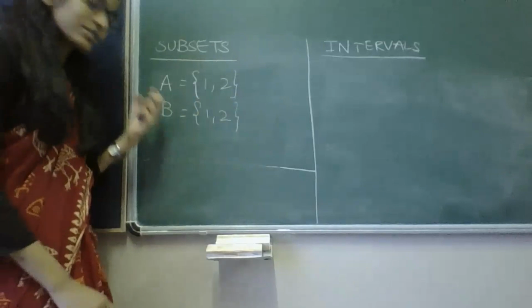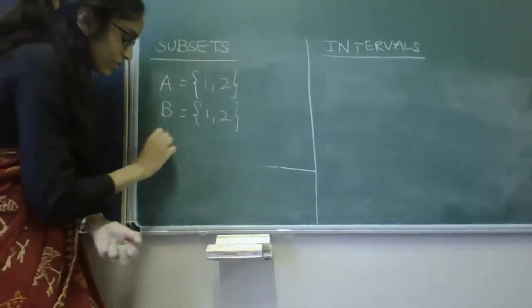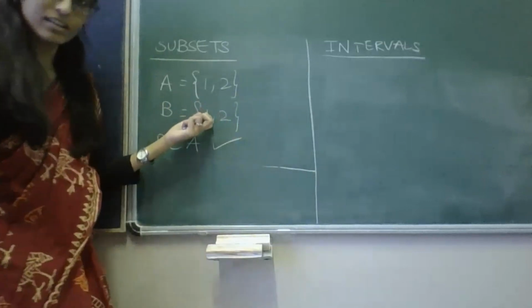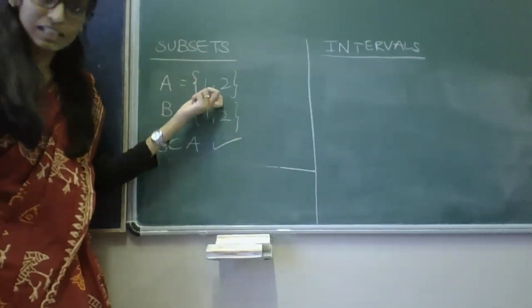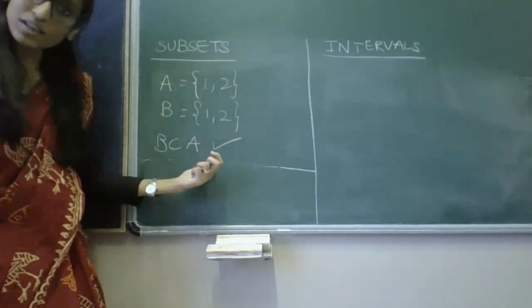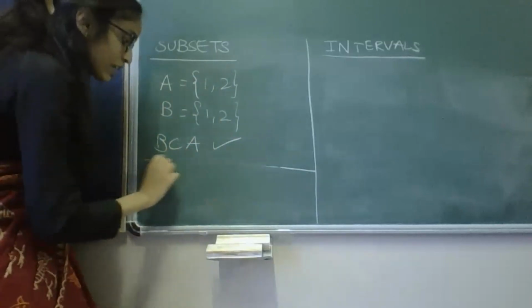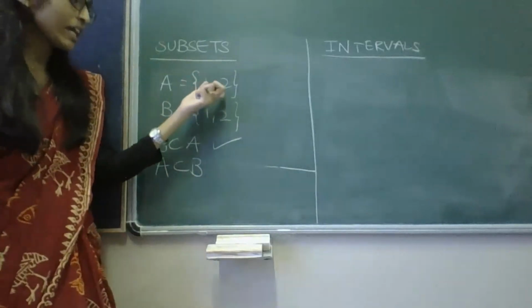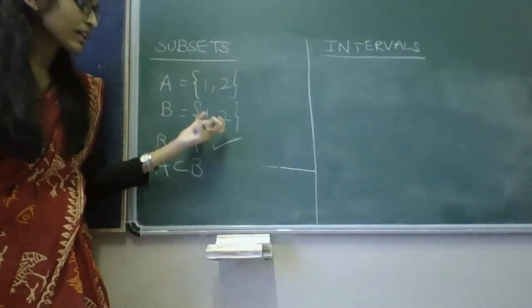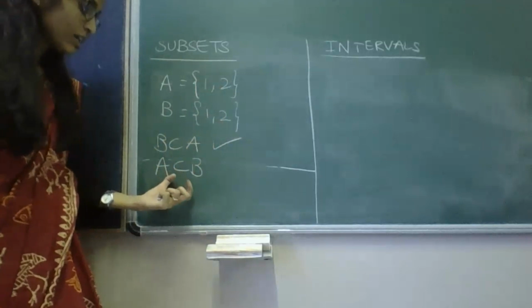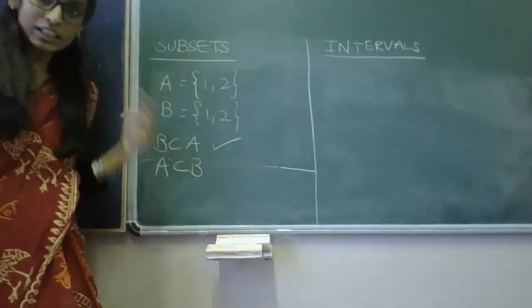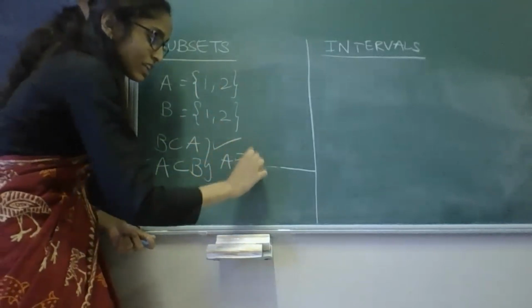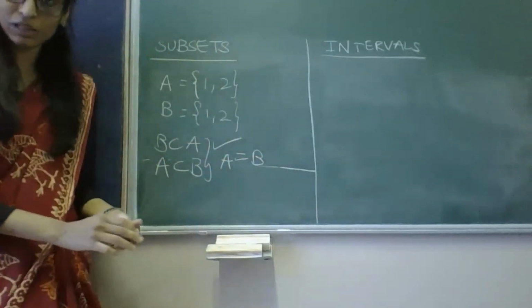Can I say B is a subset of A? Yes. Why? Any element I consider in B is present in A. So I can say B is a subset of A. Can I say A is a subset of B? Yes. Why? Any element I consider in A is contained in B. If any two sets satisfy these two conditions, then they can be called equal sets. A is equal to B.